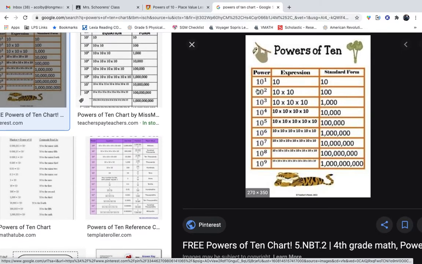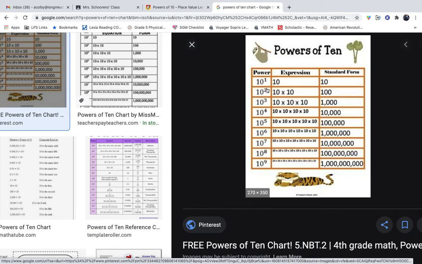And when we have the number 10 just by itself, it's actually like having 10 to the power of 1. That's the same thing as just 10. That means just 10 by itself. It's just one degree of power. So 10 to the power of 1 is just 10 on its own, and we write that as 10.